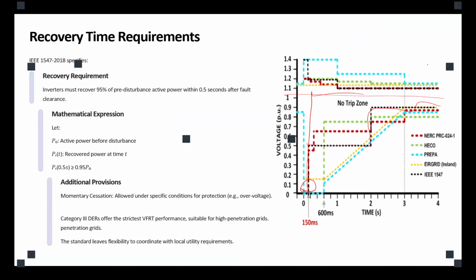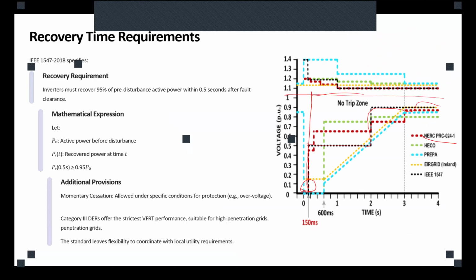There are several standards. There is a NERC standard, the red line. There is a HECO standard, the green line. The PREPA standard, and European countries like Ireland have their own standard, the yellow line. The IEEE one that I mentioned is the black line. So it defines how you have to change until you are at nominal voltage and how long each step would take.